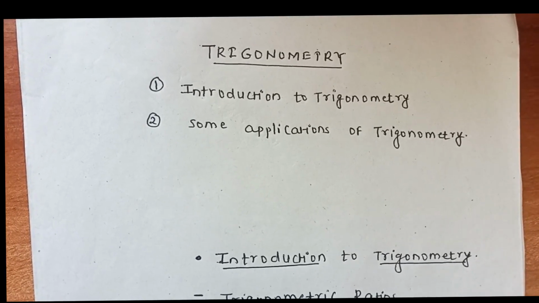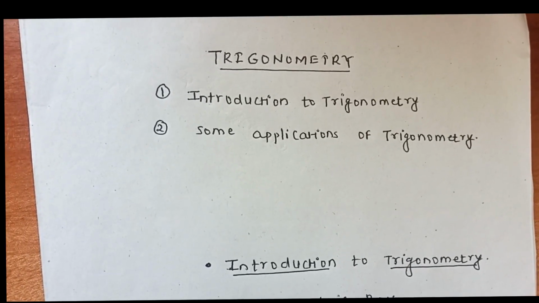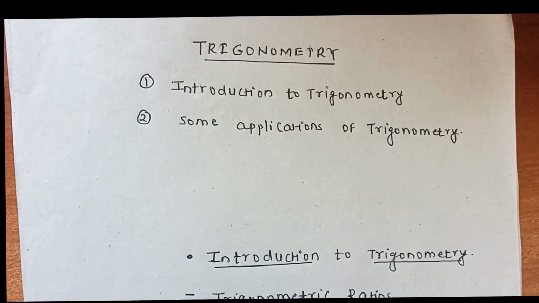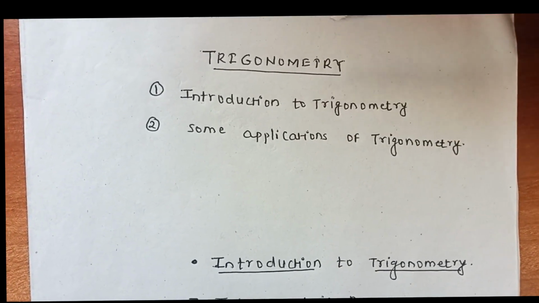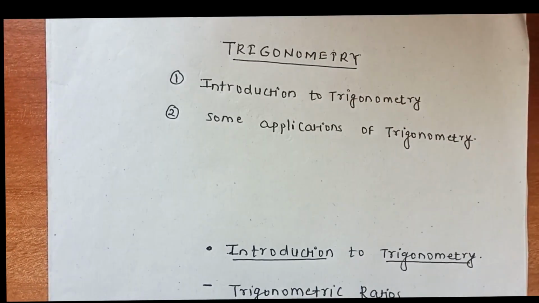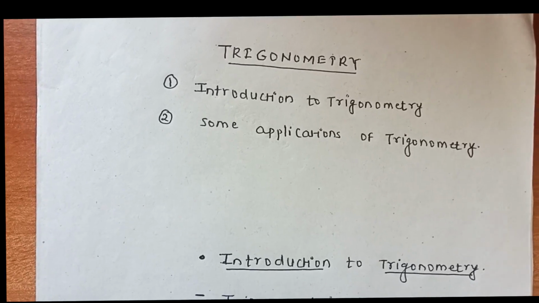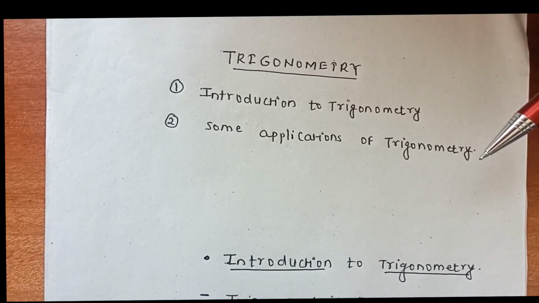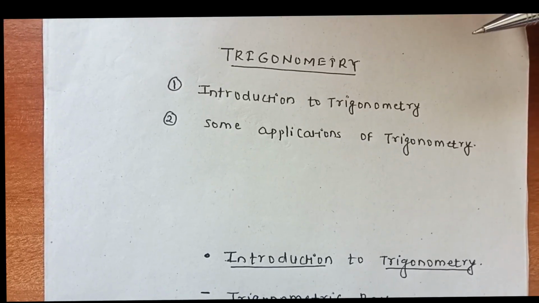This trigonometry has two parts: statistics parts and application parts. Statistics parts means only calculations. We are going to do the calculations only. There are no applications in this one. Application means the calculation will be used for practical purposes like finding the distance, finding the height, or finding the angle.